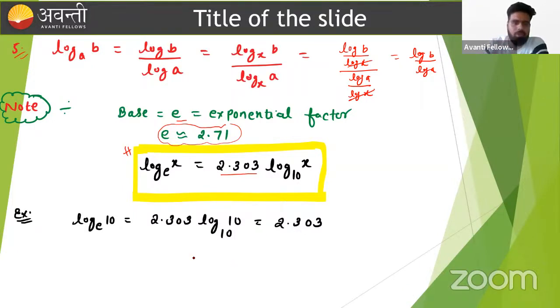Okay. So here, what is the value of log 10 on base e? If we want to find this value in terms of log of base 10, we can directly say this can be written on the basis of the above property, and this value is 2.303. Okay, I hope this is clear to everyone. So is it clear for everyone? So let's move to the next slide.